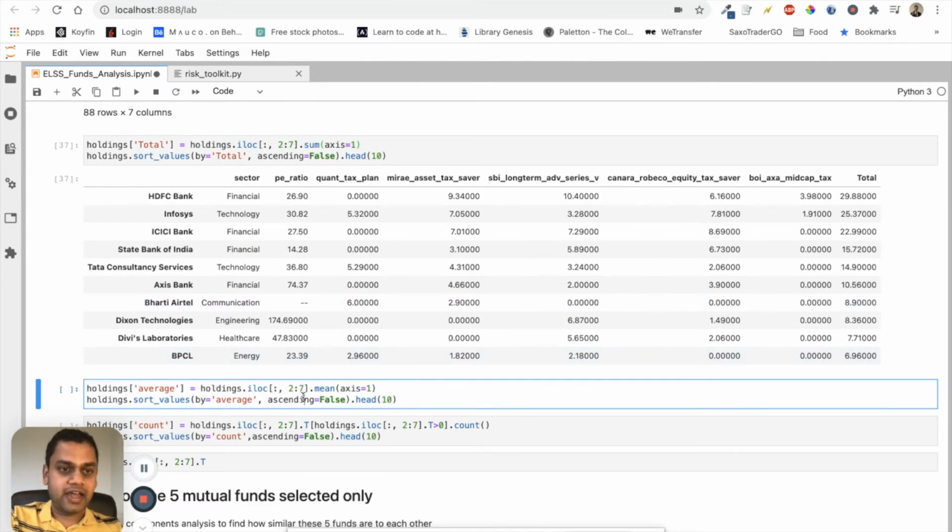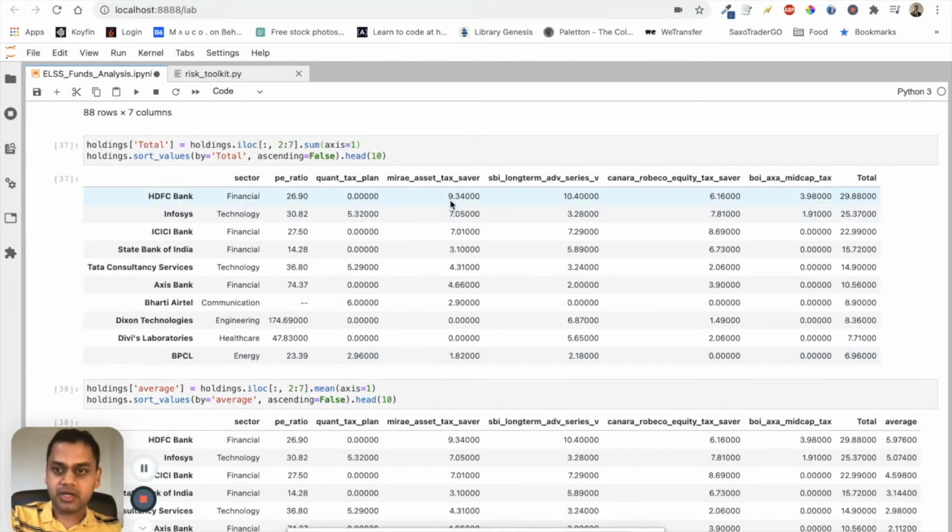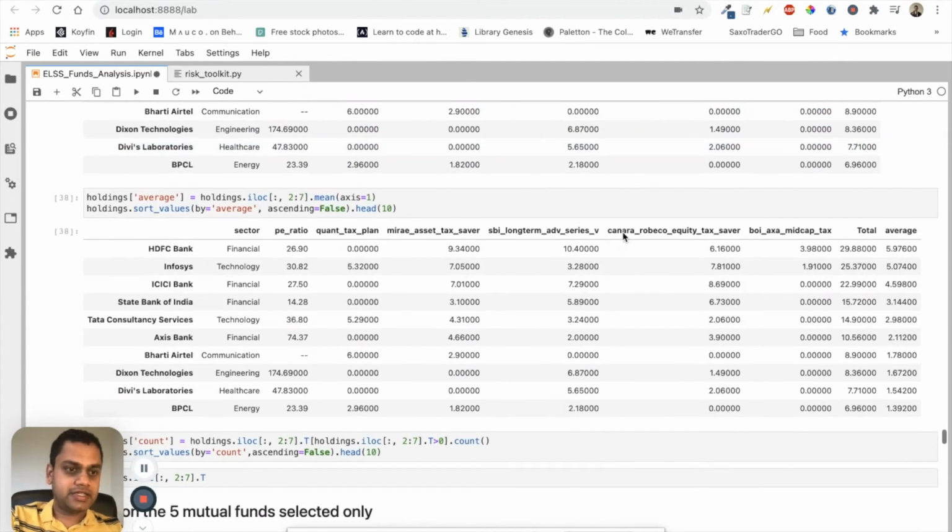Let's get an average, which is just this divided by 5. This helps us get a view of what our portfolio would be if we invested in all of these funds equal weighted. So if we take 1,000 rupees and invest in each of these 5 different funds, our portfolio will have 6% invested in HDFC Bank, 5% invested in Infosys, and so on and so forth.